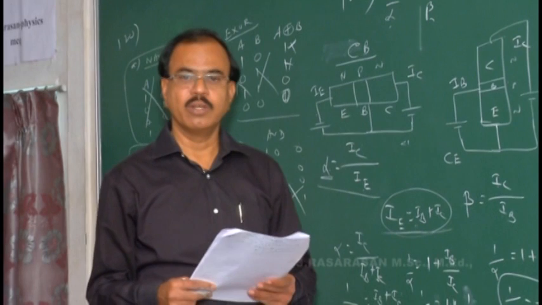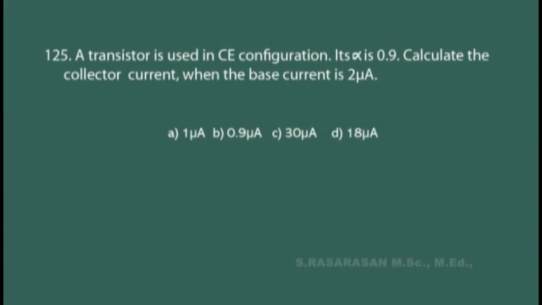Let us pass on to 125. A transistor is used in CE configuration, common emitter configuration. If alpha is 0.9, alpha is gain in CB configuration. They are mixing CE and CB. Let me repeat. A transistor is used in CE configuration. Its alpha is 0.9. Calculate the collector current if the base current is 2 microampere.